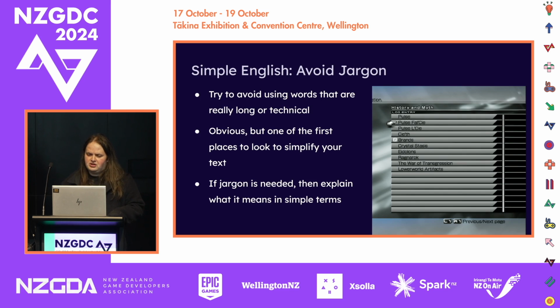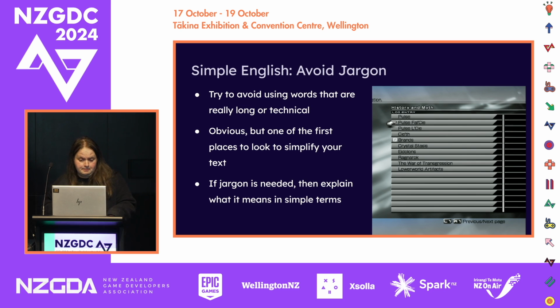First of all, avoid jargon and long words if you don't need to use them. This is obvious, but it really is one of the simplest things that you can do to make your text more understandable. If you do need to use a piece of jargon, because you're talking about something very specific, then it's good to explain what that means in as simple language as you can manage. This isn't me saying don't use long words, but if you do, make sure to take the time to explain what those words mean.